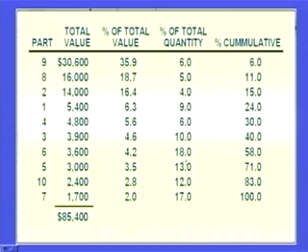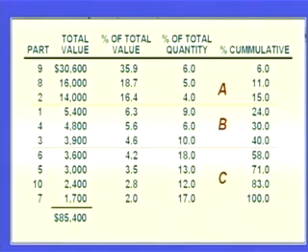Finally we find out the percentage of cumulatives. Part 9 is 6, then 6 plus 5 is 11, 11 plus 4 is 15, 15 plus 9 is 24, 24 plus 6 is 30. Similarly we find out the percentage cumulative. This will help us classify the items into A, B and C categories. Here you can see that part numbers 9, 8 and 2 fall under category A. How they fall under category A, we need to understand.